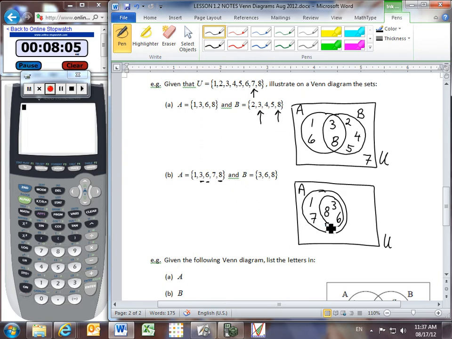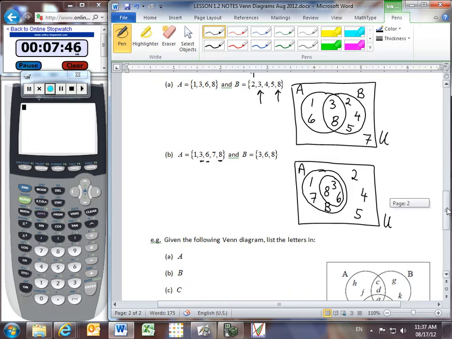And let's just make sure that looks like a B, not an 8, okay? And I haven't done everything, have I? Because I've still got the numbers 2, 4, and 5 from the universe that haven't yet been represented in my Venn diagram. Now all 8 of my universal set elements appear. Next example.